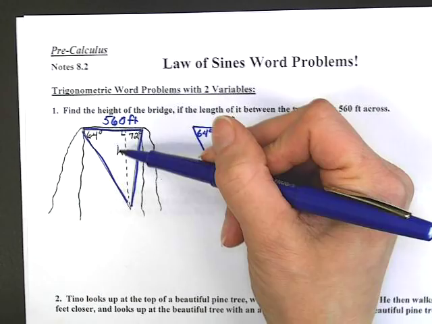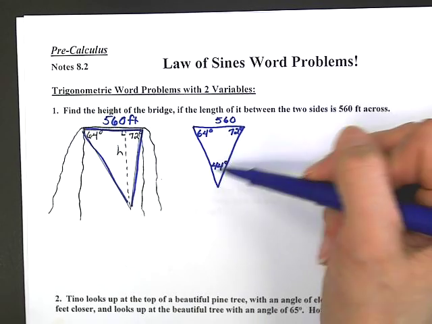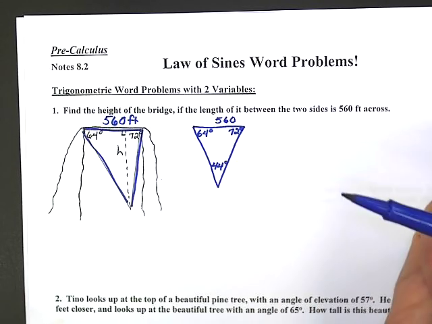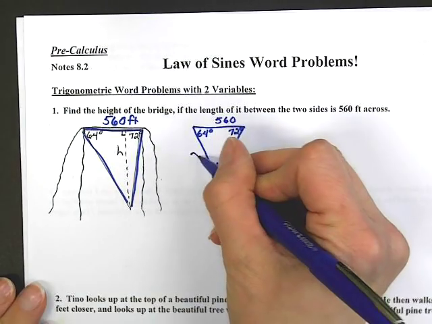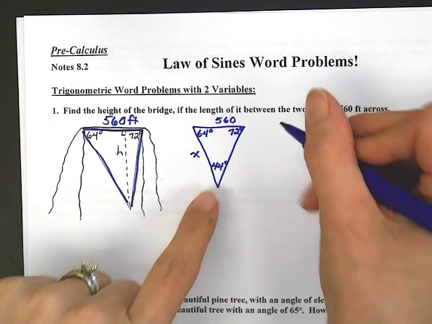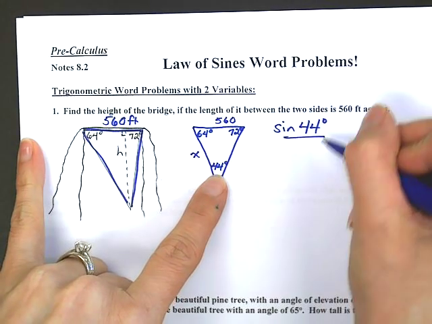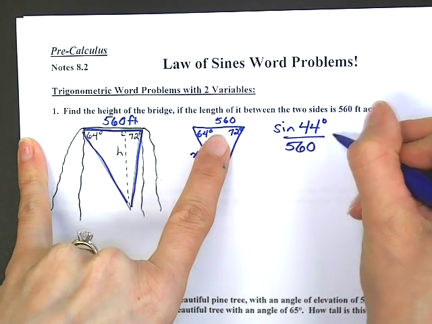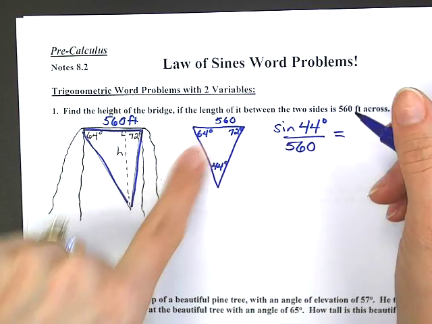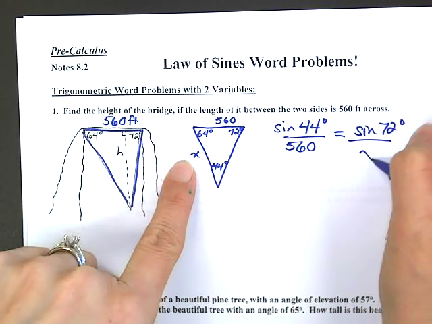Now what I really want to find is the height, but I can't do that until I find one of these sides. So it doesn't matter which one you pick. I'm going to pick this side right here. And I'm going to do some law of sines calculation. The sine of 44 degrees over 560 is equal to, let's use sine of 72 degrees over side x.